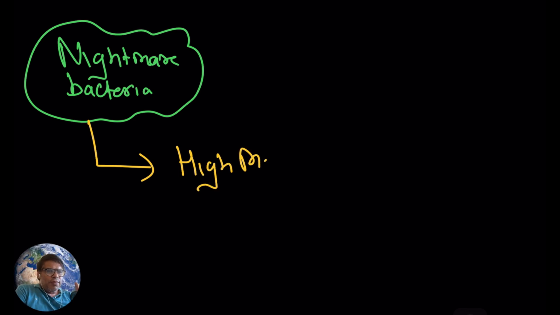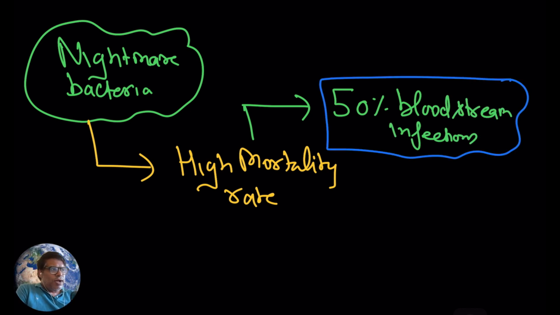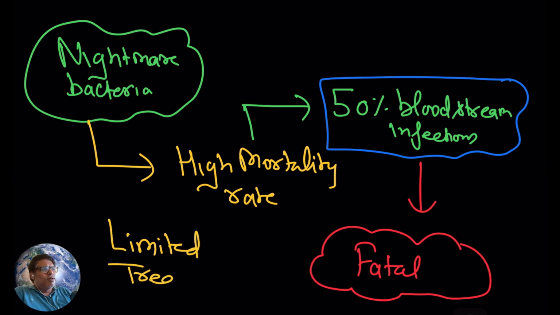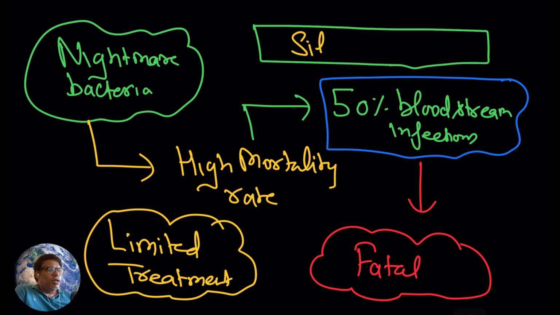Now these nightmare bacteria have a very high mortality rate, which means if they infect individuals, 50% of the individuals are going to die. The mortality rate is 50%, and as I have told you, they generally cause infection in blood, lungs and urinary tract. We have very limited treatment, and even the final drug carbapenem does not work, as these bacteria are resistant to it. So they can create a fatal situation easily. Keep in mind, these bacteria have a very high mortality rate.